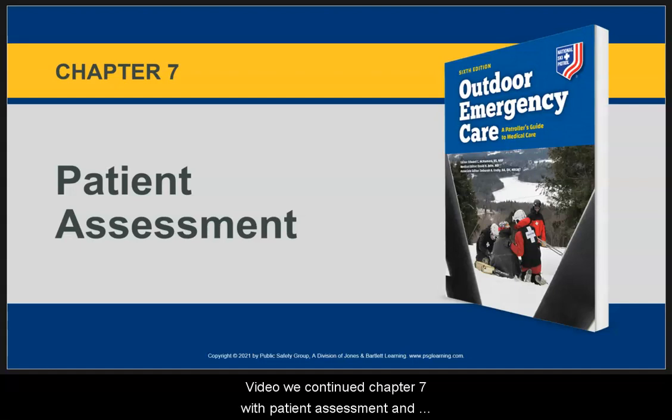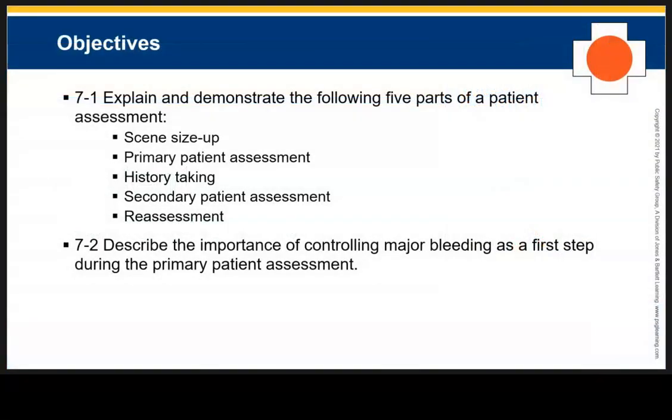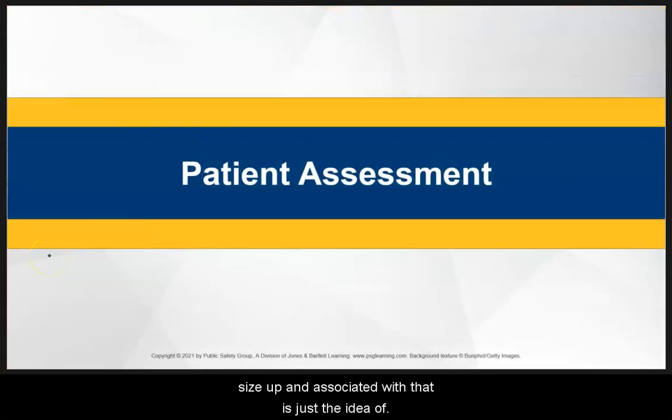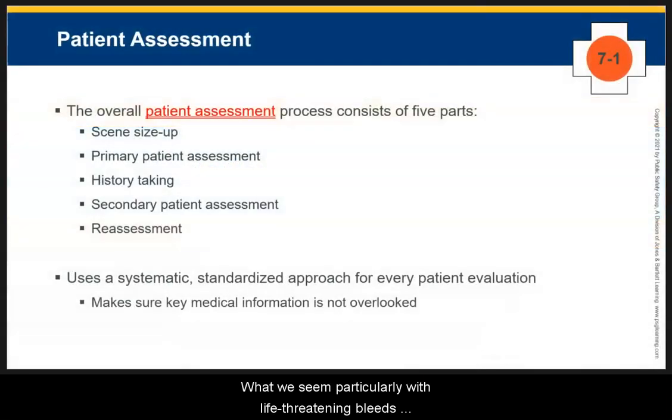Video, we continue Chapter 7 with patient assessment, and we're going to look a little bit at general impression and then also controlling life-threatening bleeding. The specific objectives we have are related to Objective 7.1, still considering what happens as part of our scene size-up, and associated with that is just the idea of what we see particularly with life-threatening bleeds.